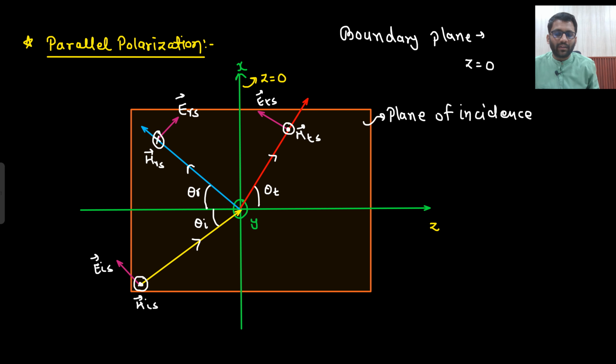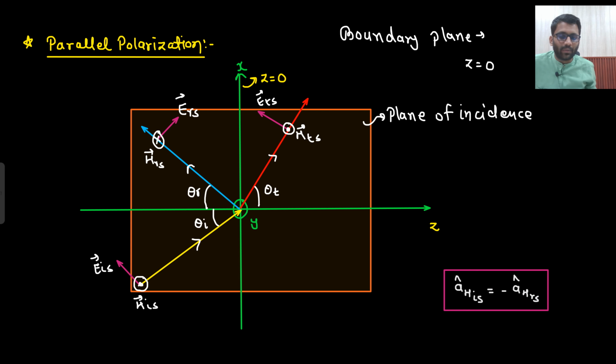But what can we comment? We can comment that my incident magnetic field and my reflected magnetic field are opposite in direction. What I can comment is that my incident magnetic field is equal to the reflected magnetic field, but the direction is opposite. I am only talking about the direction. The magnitude will certainly depend on other factors, but the direction would be opposite. Is that clear to you or not? Right, so this is the assumption while deriving the formula.